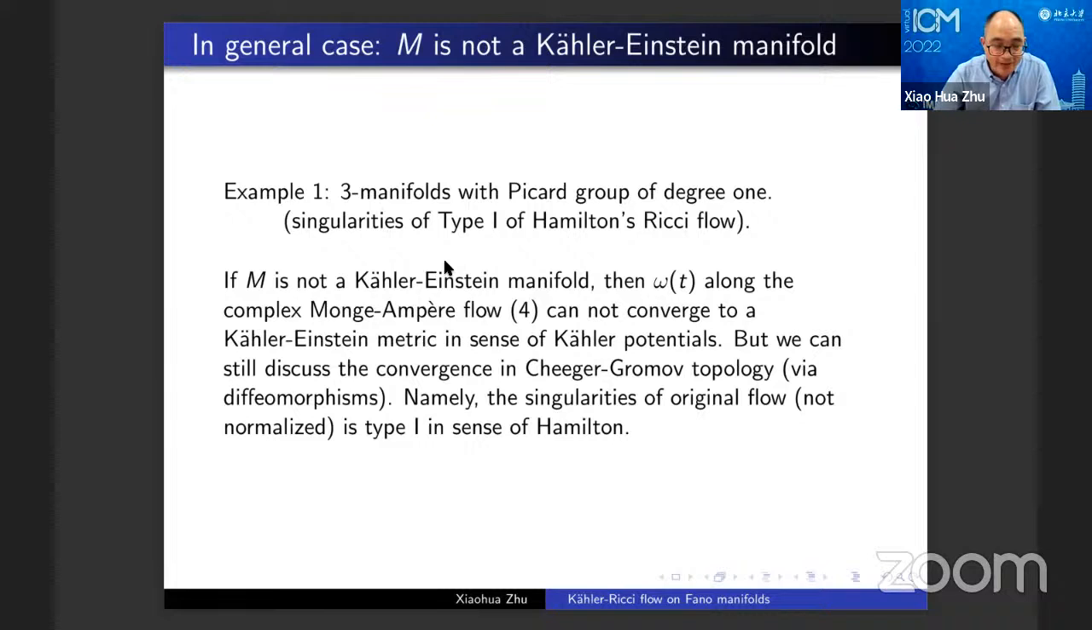So you know, if M is not a Kähler-Einstein manifold, then omega t along the Monge-Ampère flow cannot converge to a Kähler-Einstein metric, right? But we can also study the convergence in the Cheeger-Gromov topology, via diffeomorphism. Since for Ricci flow it is just a tensor, right? But for the Kähler case, we can reduce to a Monge-Ampère flow. But in general, we now hope to study the convergence of the Kähler potential. So in this case, in general, it cannot converge to a Kähler-Einstein metric in the sense of Kähler potential, but we can also study the Cheeger-Gromov topology. In this case, the singularity is also type one, since the curvatures are uniformly bounded.